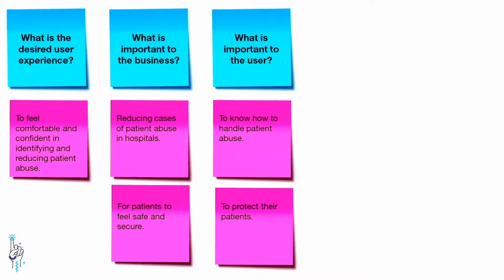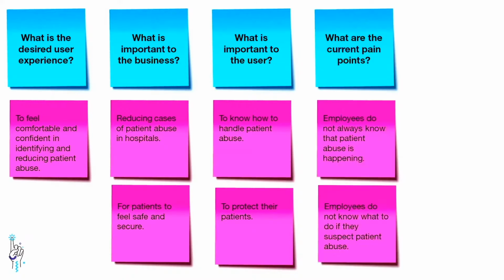What are the current pain points? I would probably say that our employees don't always know that patient abuse is happening. So that would be one. And I think they also wouldn't know what to do if they suspected it was happening. Interesting. And what is the ultimate goal that you're trying to achieve? What we really need to do is reduce instances of patient abuse in our hospitals.